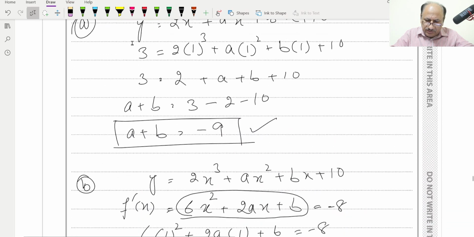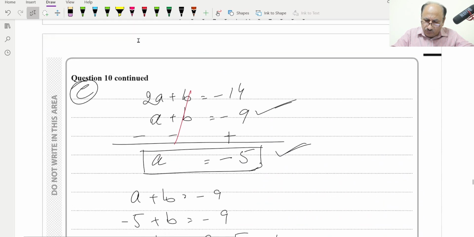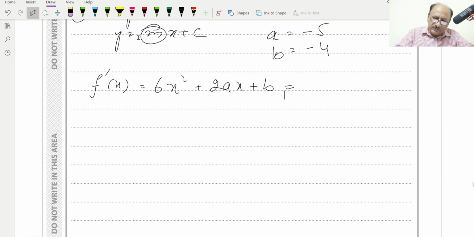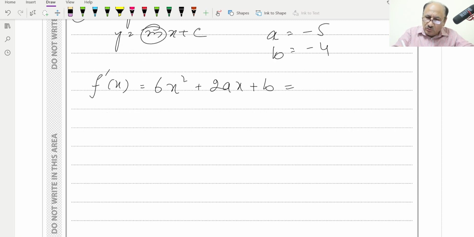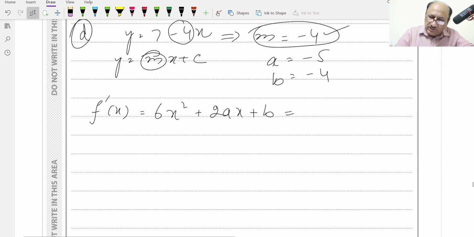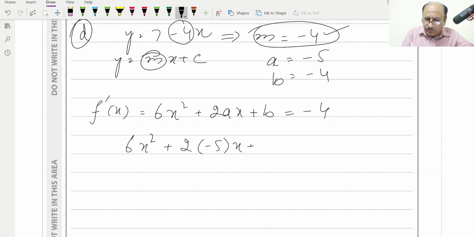Okay, so the gradient is equal to minus 4, because f dash of x, this equation, is showing us the gradient. F dash of x is the gradient of the tangent. So this is equal to minus 4, which we can write. Now we will be solving this equation, and to solve it we will write 6x square plus 2a, where the value is minus 5, x plus b, where the value is minus 4, is equal to minus 4.